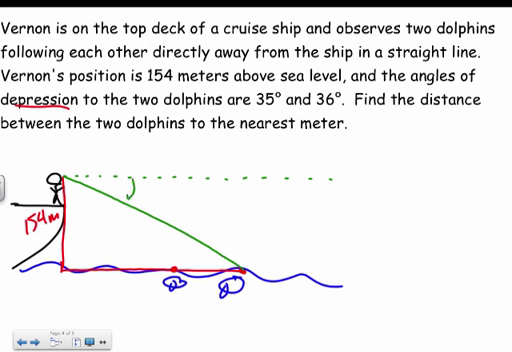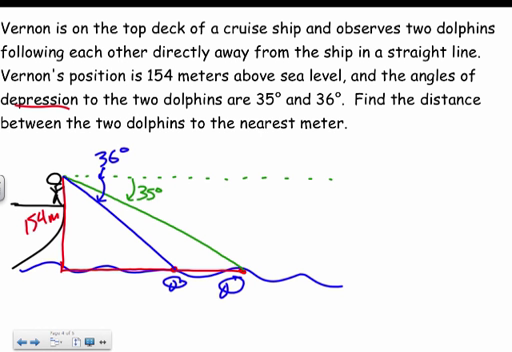Okay, so it comes off the horizontal. Well, that's got to be the 35 degrees because that's a little bit less than 36. So the next one's going to be a little more. And then the next one going to the other dolphin. So from the horizontal, this guy is 36 degrees. Okay, going right here to that angle.